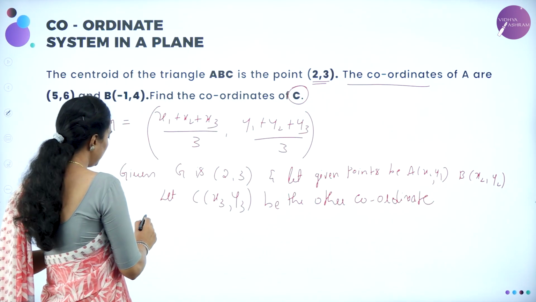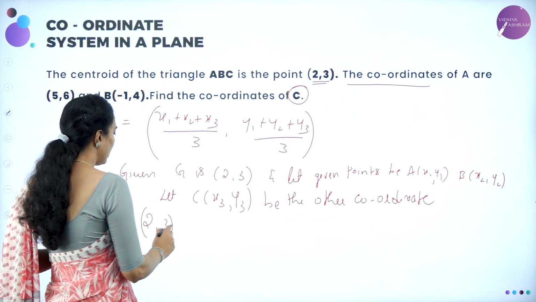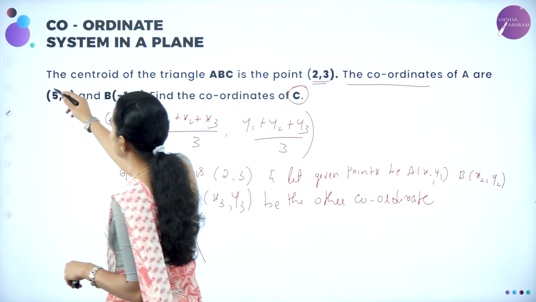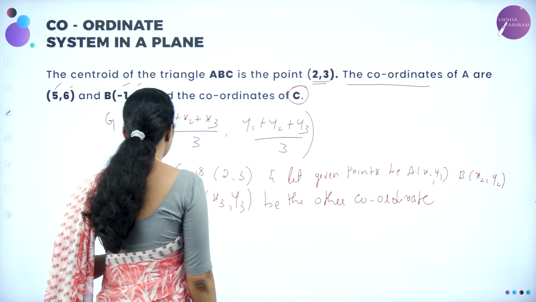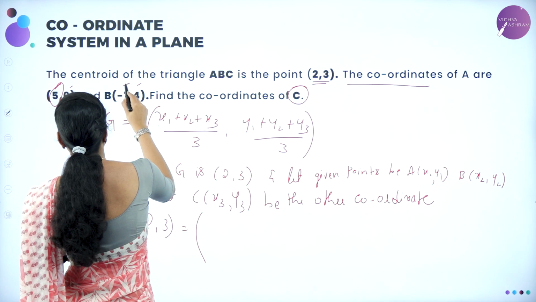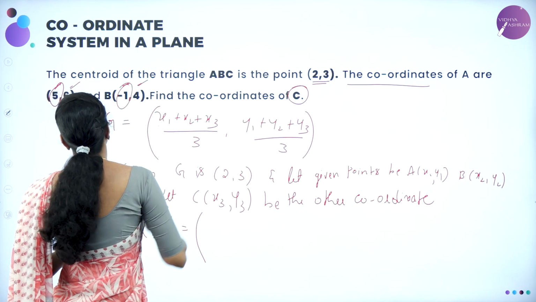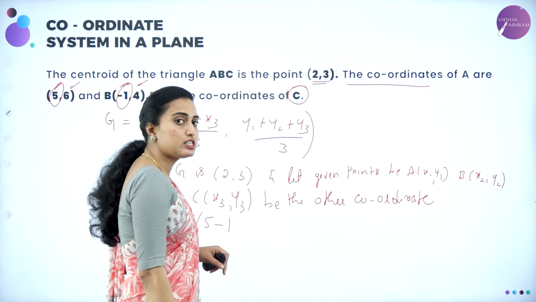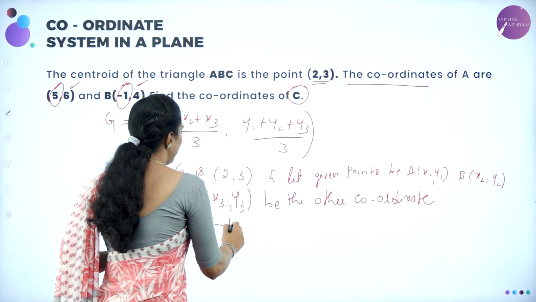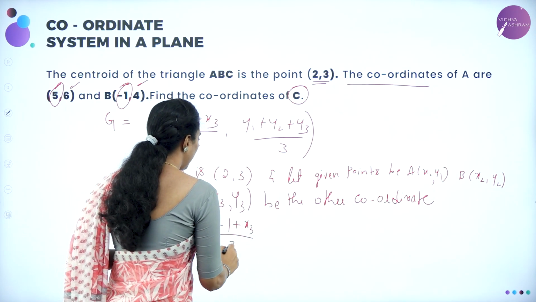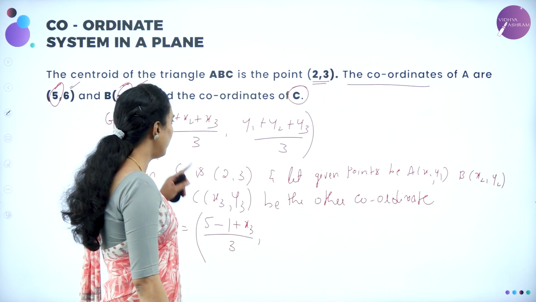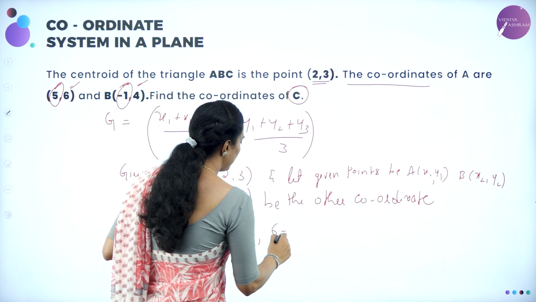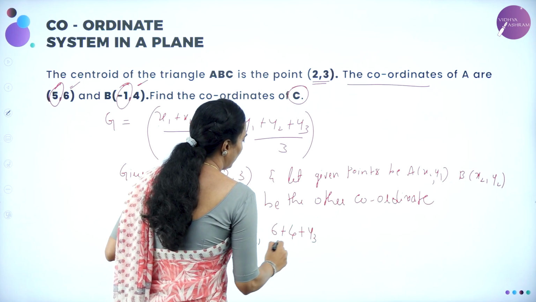So what you are going to get? G is given by 2, 3. Let me substitute: 2, 3 is equal to x1, x1 is this one. See? A are this one, x1, y1, x2, y2. x1, x2 is 5 minus 1, because plus into minus is minus, minus 1 plus x3 we don't know, divided by 3, comma, we are going to have y1 plus y2, y1 is 6 plus 4, 6 plus 4 plus y3 we don't know, divided by 3.